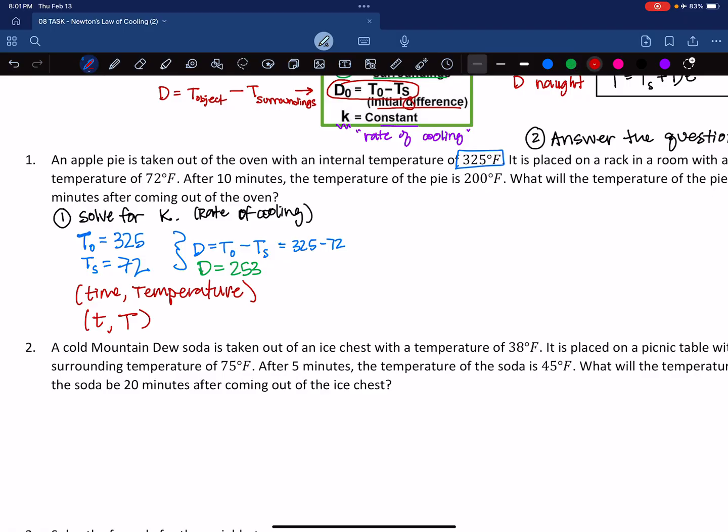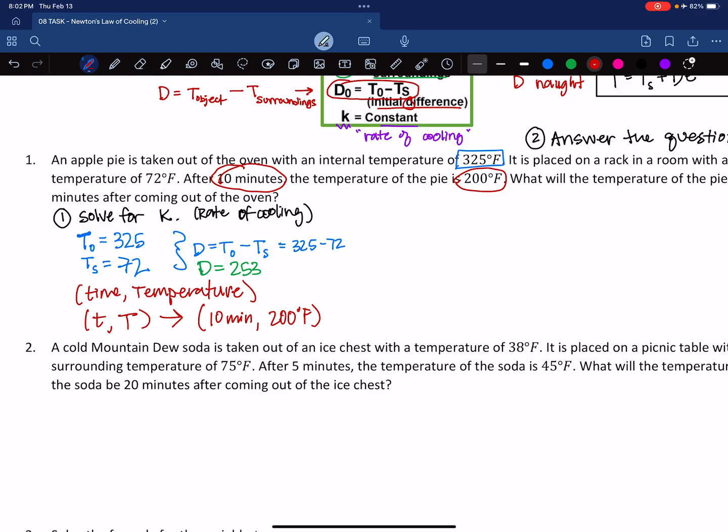Let's keep reading. After 10 minutes, the temperature is 200. So these two pieces are paired together. Like you set a timer for 10 minutes, then you put a thermometer in the oven, in the apple pie, and you took its temperature. So these two numbers are paired together. We call that an ordered pair, and we have a time and a temperature. So our time, temperature is 10 minutes, 200 degrees Fahrenheit.